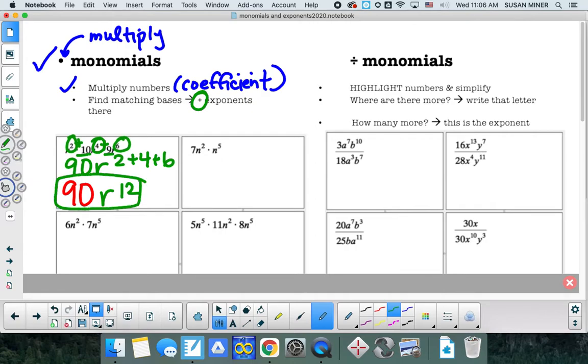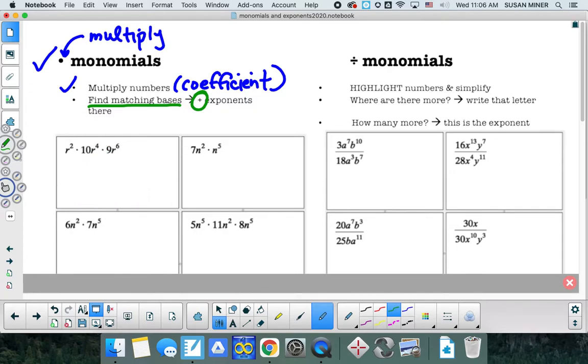So the rule for multiplying monomials is find all of the matching bases, all of the letters that are the same, then add up their exponents. If I have more than one letter, then I can't combine different letters together. I can only combine the same letters together.